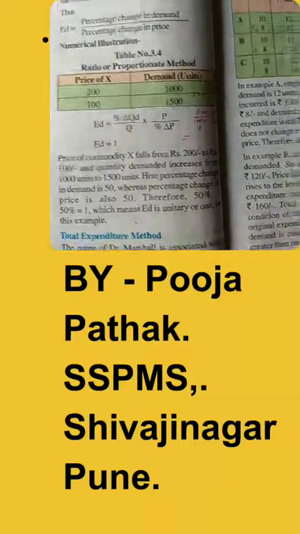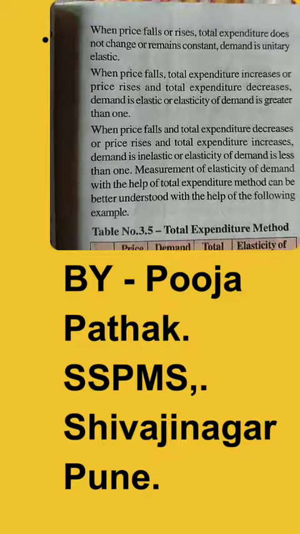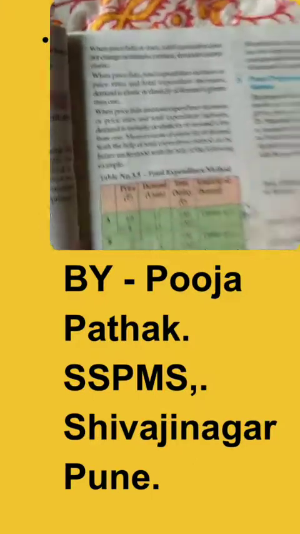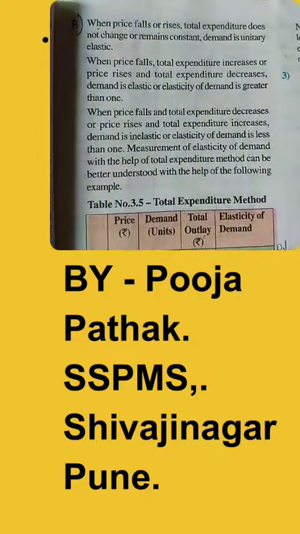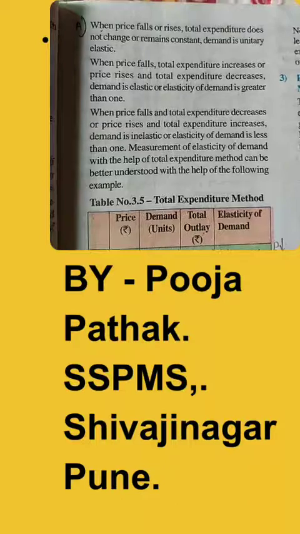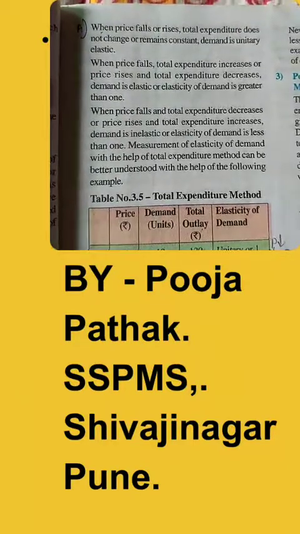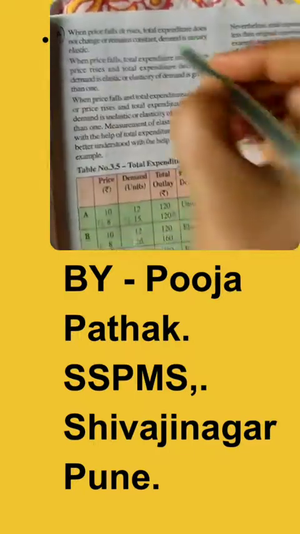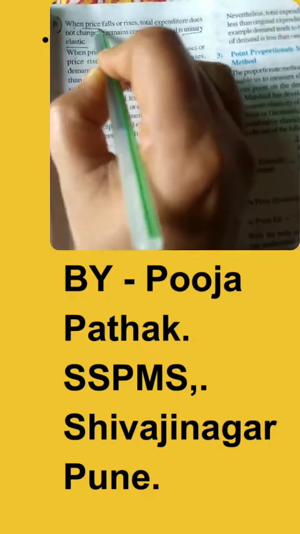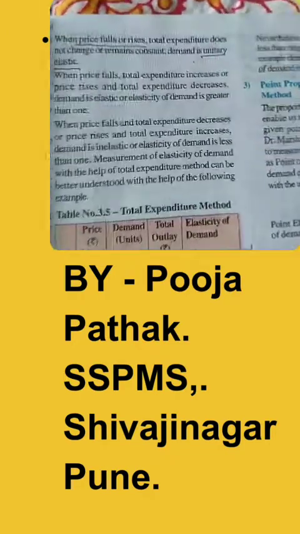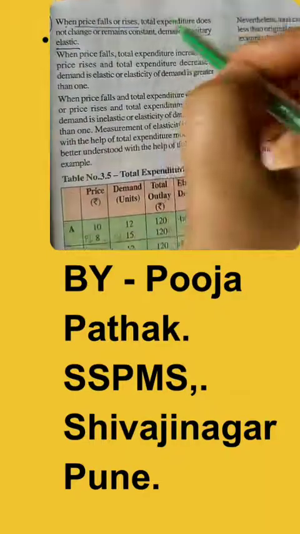Okay, so let us see a few points which have been given over here. The first point, you can write it as the first point or point A. Point A: where price falls or rises, total expenditure does not change or remains constant, demand is unitary elastic. So what is happening to the price when the price falls or rises? Price वाढू द्या किंवा प्राइस कमी होऊ द्या, एक्सपेंडिचर काय राहतोय?